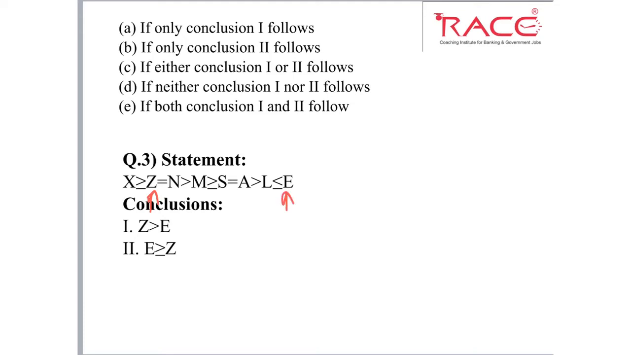So first step, just find out whether there is any opposite sign between Z and E. Yes, there are two opposite signs here, less than family and here greater than family. So this conclusion does not follow. Straight away you can mark it. Second we have E and Z: E greater than equal to Z. So the same elements are there, and we already know there is no relation between Z and E in the statement. So this conclusion also does not follow.